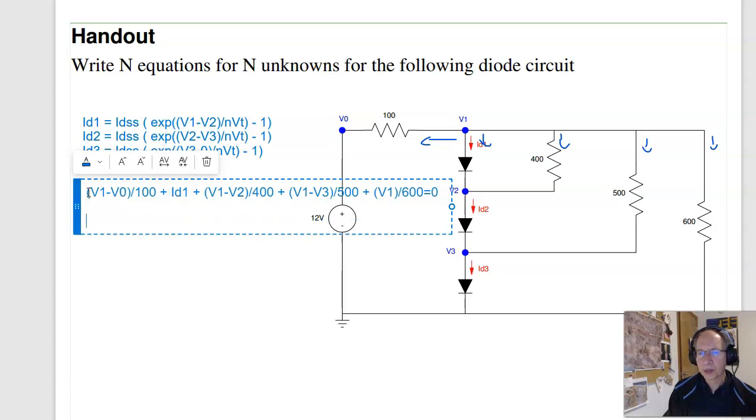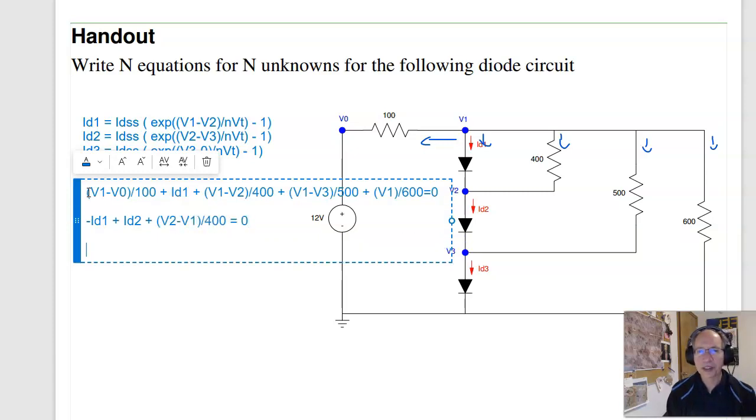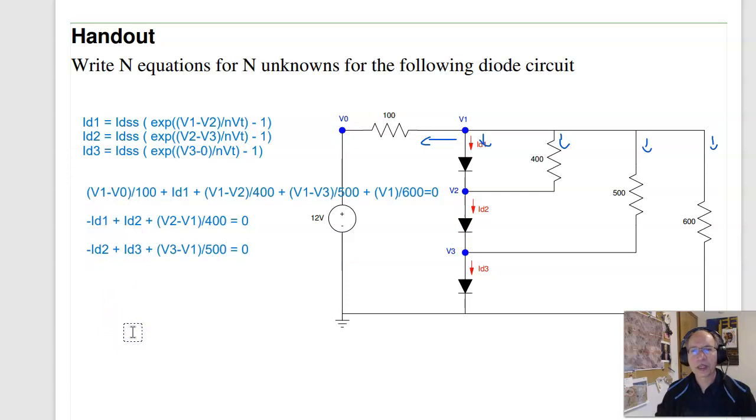At V2, I have the current up, which is just minus ID1, current down, plus ID2, plus the current right, V2 minus V1 over 400 has to be 0. At node 3, the current up is minus ID2, current down is plus ID3, current right is V3 minus V1 over 500. That's got to be 0. So that'd be your 6 equations, 6 unknowns. Probably can't solve those by hand, but Matlab can with that search.